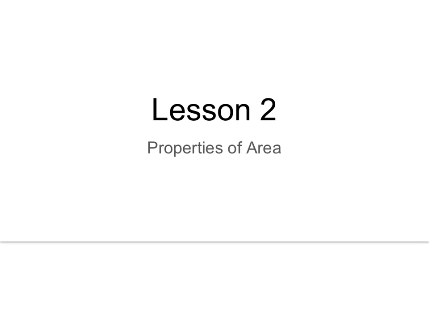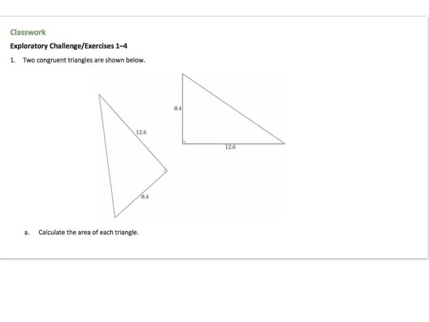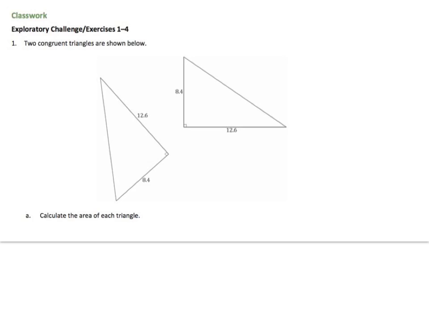Alright, geometry, moving on to lesson 2. We're in module 3, little reminder. Now we're going to take what we learned yesterday and talk a bit more about area, just properties of area. Little basic reminders of how to calculate area of a triangle. Area equals 1/2 base times height.